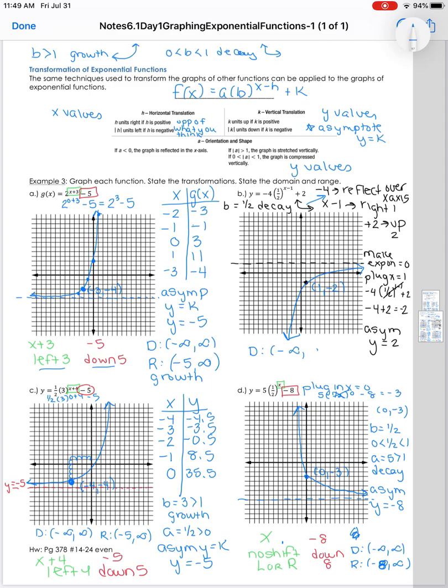So the domain is still not changing, but now with the range, keep in mind, it's from 2 down. So you can't write 2 to -infinity. That's not written correctly. So you have to go -infinity to 2, and they both get parentheses on it.